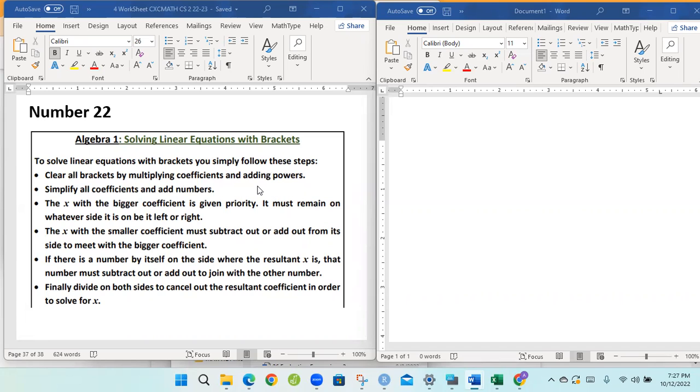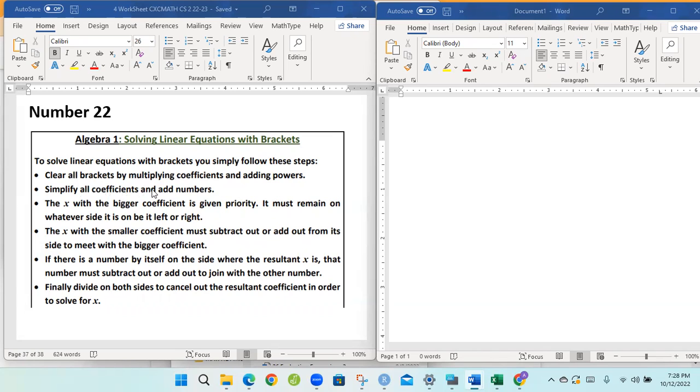So x by x will be x squared, because that will be 1 plus 1. X cubed times x cubed, that will be x to the power 3 plus 3, which is 6. So that's what they mean by adding powers when you multiply letters. And if you multiply numbers, that's coefficients, you just multiply them. That's how you clear the brackets, by multiplying.